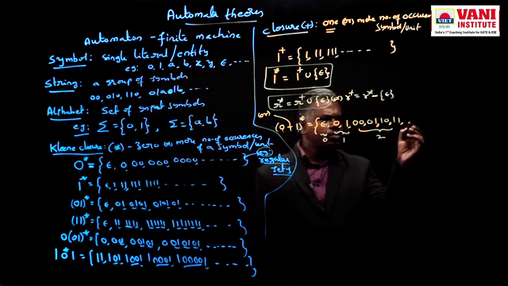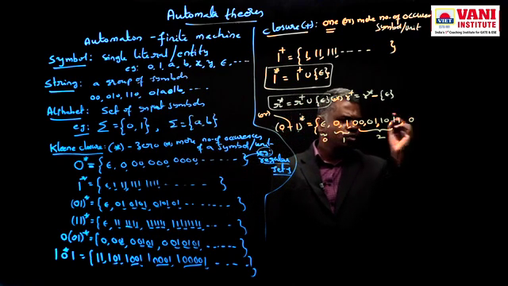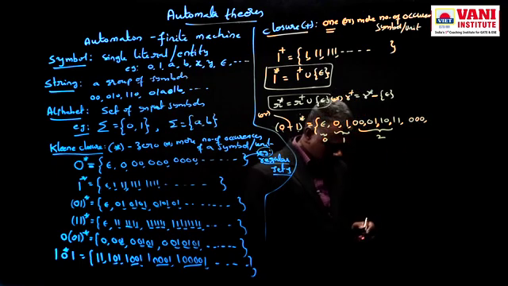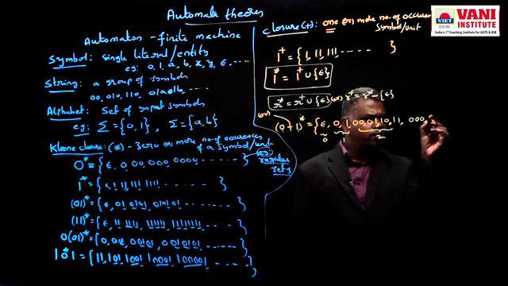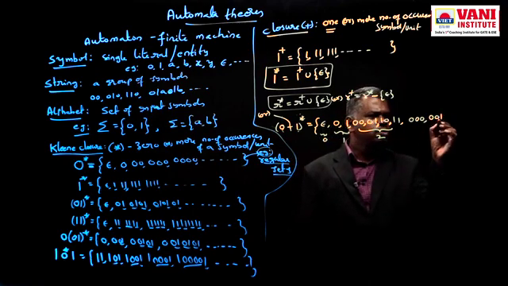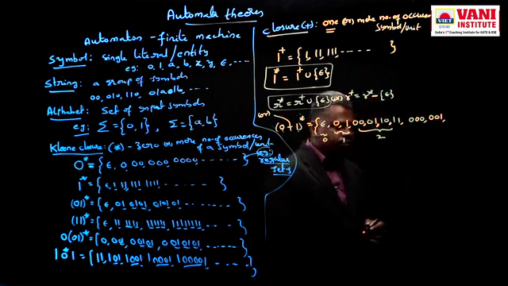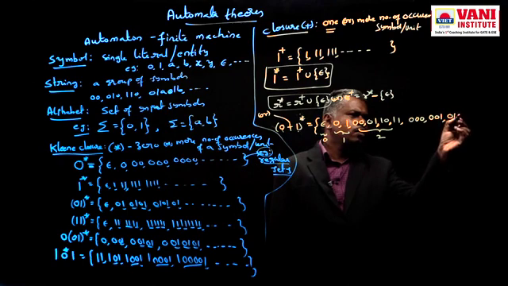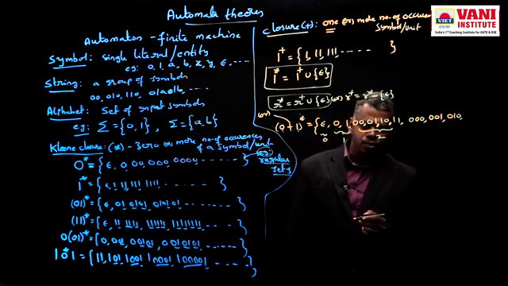The strings of length 3: the first symbol can be 0 or 1, the second symbol can be 0 or 1, the third symbol can be 0 or 1. You can write whatever you want. Like this, if you observe, you can get 001. All the three-bit combinations, like binary strings, we have.